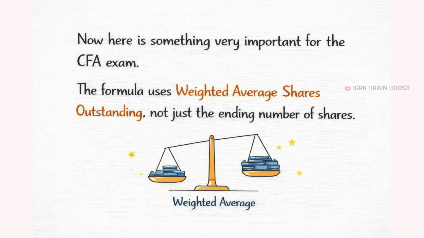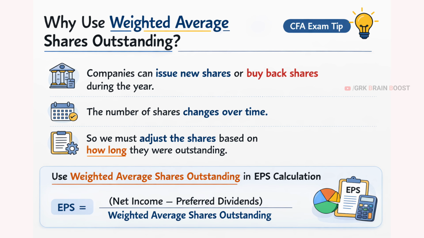Now here is something very important for the CFA exam. The formula uses weighted average shares outstanding, not just the ending number of shares. Why? Because companies can issue new shares or buy back shares during the year. So we must adjust the shares based on how long they were outstanding.